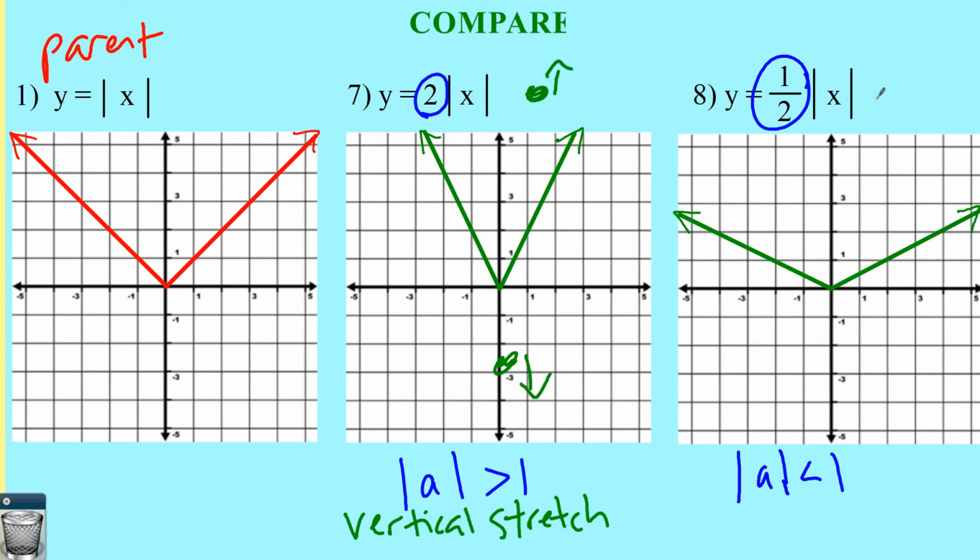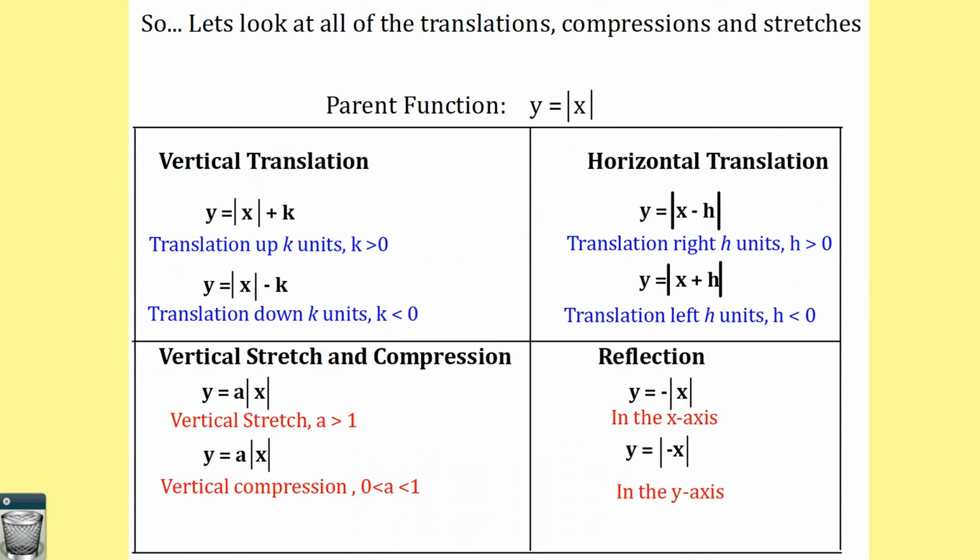Here, we are smushing, so think about going down, like a weight pushing down on the graph. That's called a vertical compression. So when it gets fatter, it's a compression. When it gets skinnier, it's called a stretch. So again, here's all the technical ways to write it.